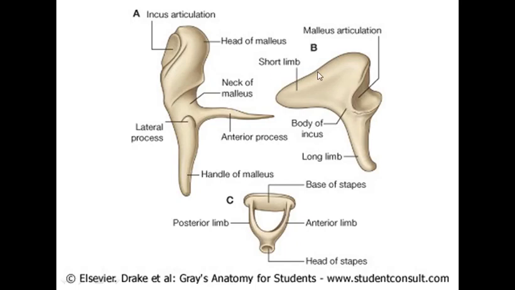This is the incus. The incus has a short limb and a long limb, right. And between the limbs is the body. And just as the malleus had an articular facet for the incus, similarly here there is an articular facet for the malleus, right. Then this is the stapes. We have the base of the stapes, anterior and posterior limbs of the stapes and the head of the stapes, right? So these are the three ossicles of the middle ear.